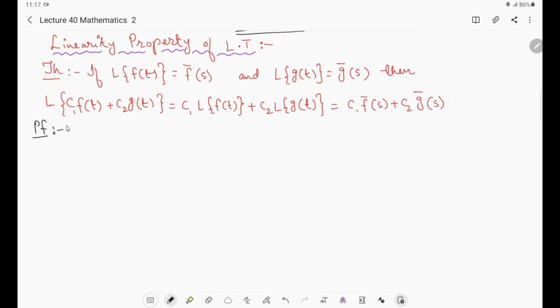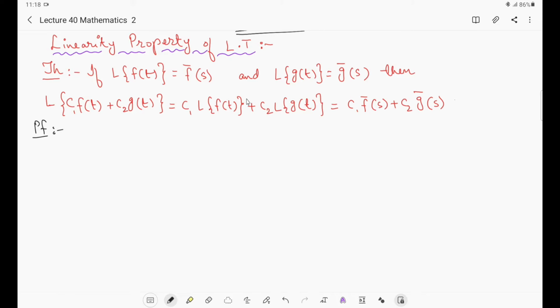It says that if the Laplace transform of f of t is f bar of s and the Laplace transform of g of t is g bar of s, then the Laplace transform of c1 into f of t plus c2 into g of t is c1 into the Laplace transform of f of t plus c2 into the Laplace transform of g of t. What is the meaning? The Laplace transform can be taken on f of t and on g of t separately. This linear distribution is possible. That is what the linearity property of Laplace transform says.